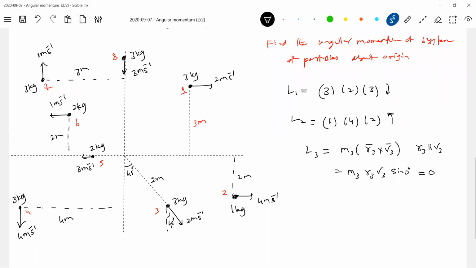Particle 4. Mass of the particle 4 is 3 kg. Velocity is 4. Whatever the perpendicular distance will be 4 meter. What is the sense? Will be anti-clockwise. So now how can you see clockwise or anti-clockwise?